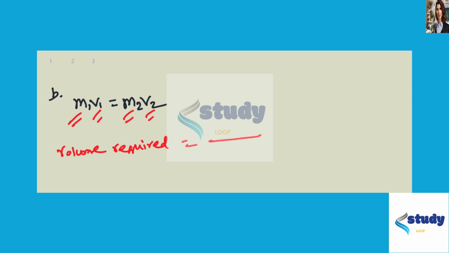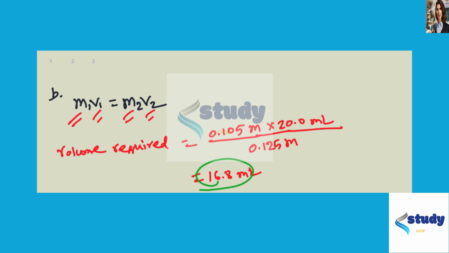the concentration times the volume of acid, which is 0.105 molar times 20 milliliter over M2, which is the concentration of the base, 0.125 molar. So from this calculation, we will have a volume of 16.8 milliliter. So this is the volume of the base required to reach the equivalence point.